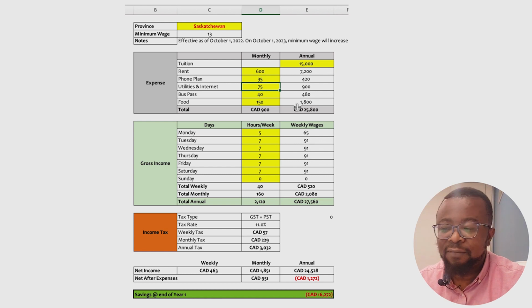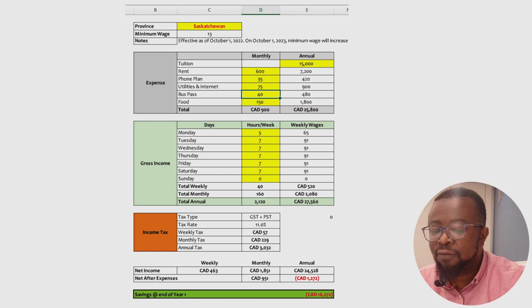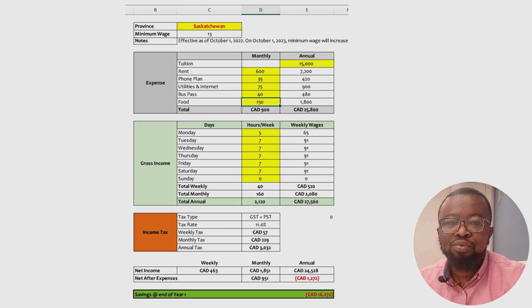We assume about $75. A bus pass of $40. Then food, I'm assuming $150 here. So basically, for your groceries, your eating out, and all those things, we are assuming $150 here.